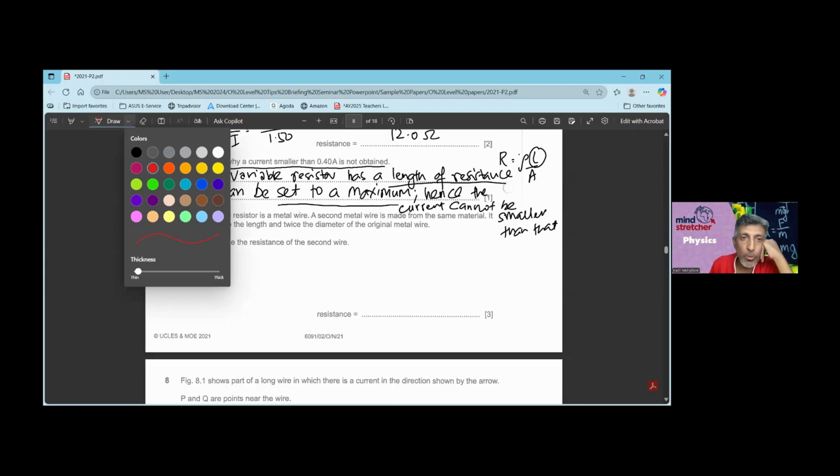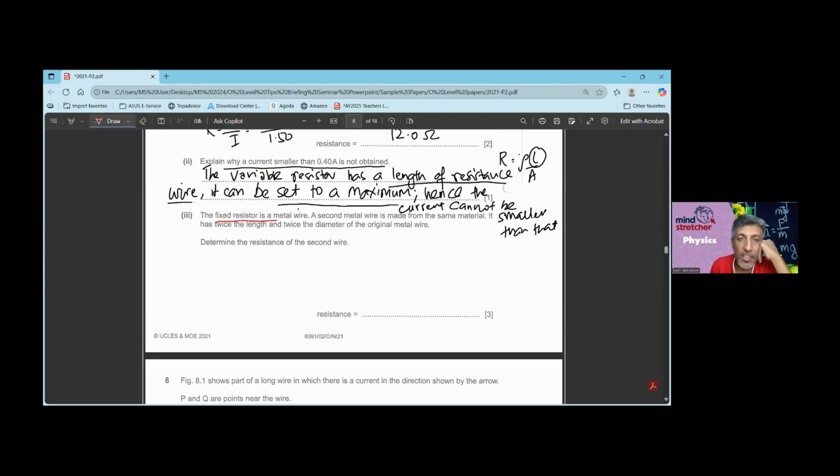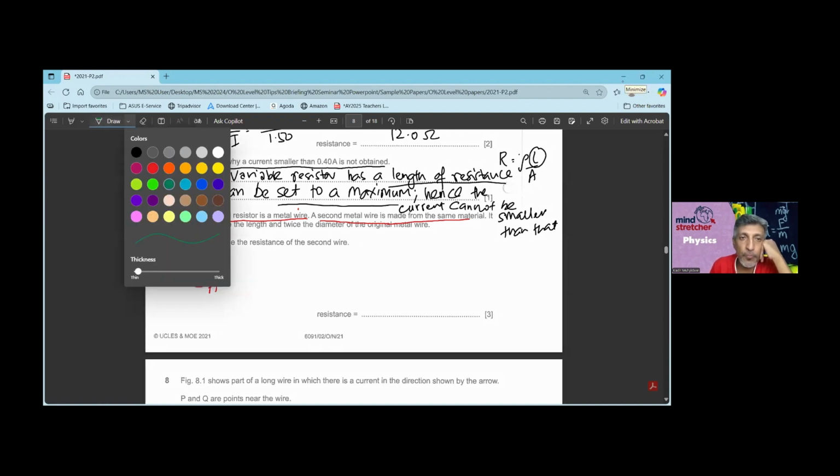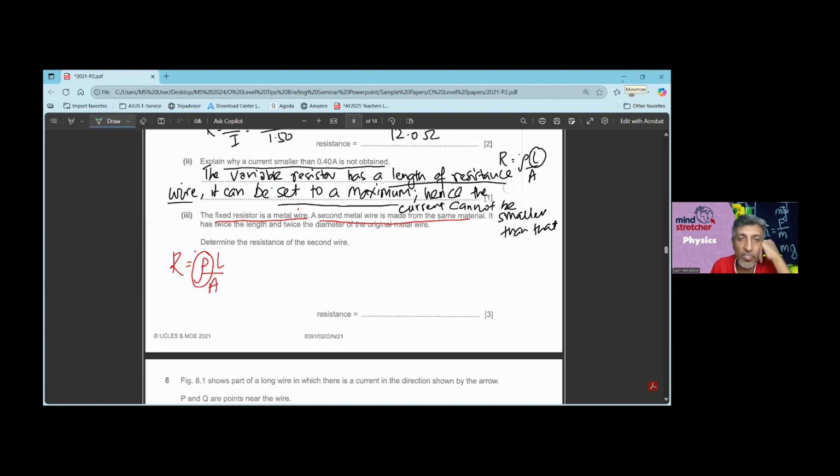Okay, so now we come to this formula again. A fixed resistor is a metal wire. A second metal wire is made from the same material. So remember this formula. Resistance, this is the property of the material. This is resistivity. This one has no change because it's the same material, right? The same material means rho is the same.